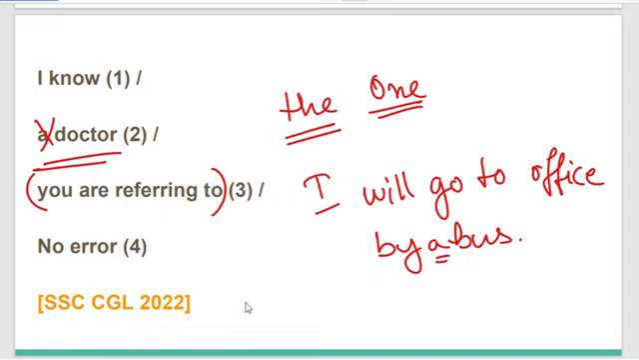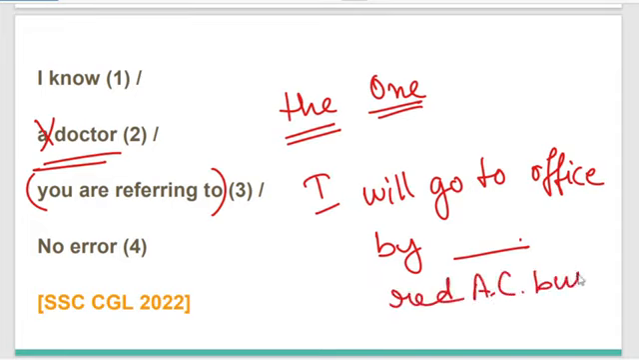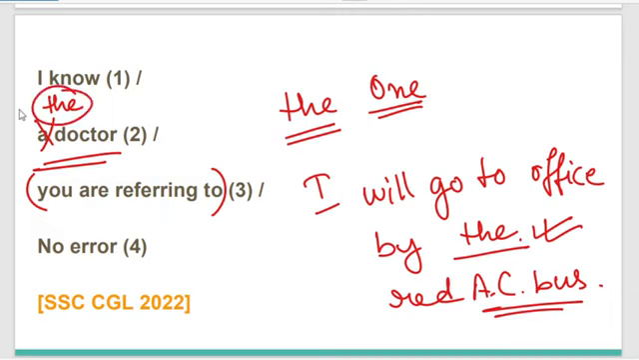But when we are saying, I'm just erasing it, I will go to office by the red AC bus. That means I'm specifying it. I'm getting particular about my choice, that I'll go to office by the red AC bus. So in this kind of sentence, we are specifying it, and whenever we are specifying any situation, we have to use definite article the.